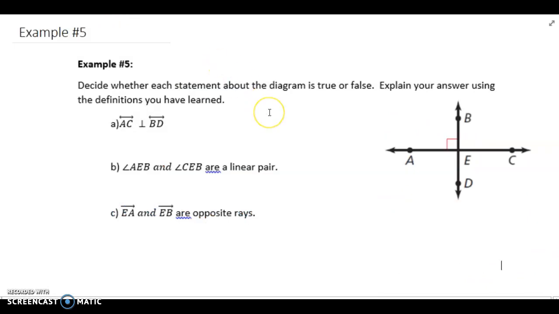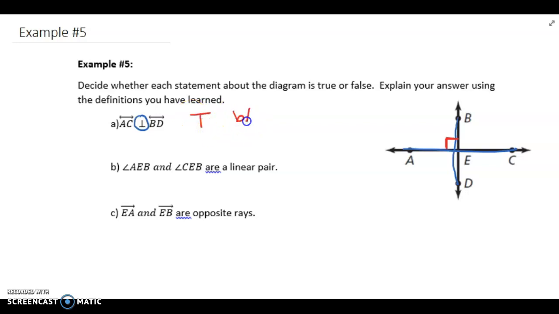Okay, let's look at example 5. It says, decide whether each statement about the diagram is true or false. Explain using the definitions you have learned. All right, so let's look at part A. Once again, this refers to perpendicular. Line AC and line BD are perpendicular. Is that a true statement or a false statement? Here's your evidence right here. That is a true statement.